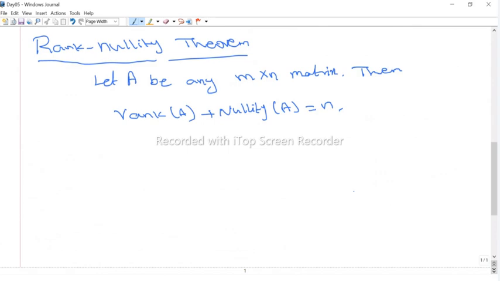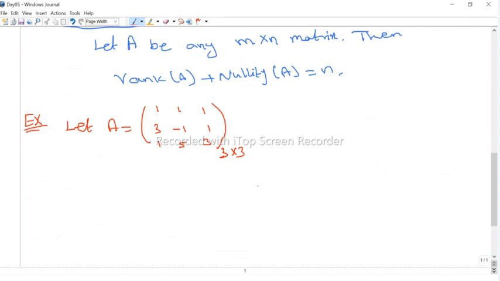So now maybe quickly we discuss one problem. Suppose a matrix is given and we have to find the nullity. So take this exercise: let A be the matrix whose first row is 1, 1, 1, the second row is 3, -1, 1, and the last row is 1, 5, 3. This is a 3 by 3 matrix. Now, what is the nullity? What is the dimension of the null space, or nullity, of A? So find the nullity.